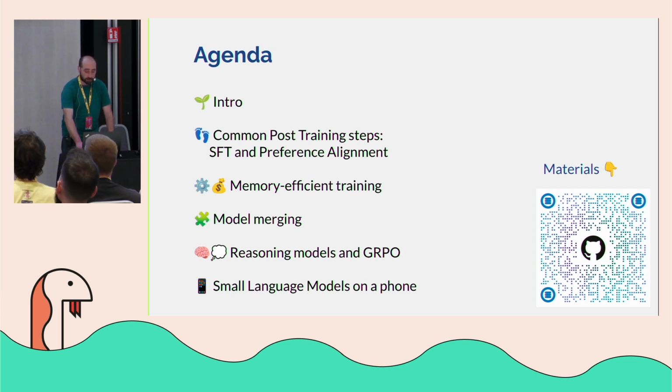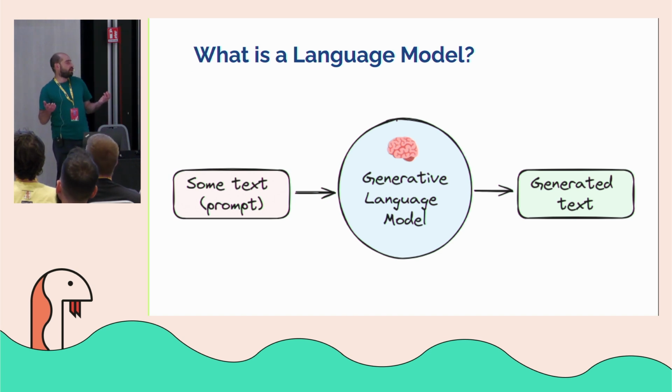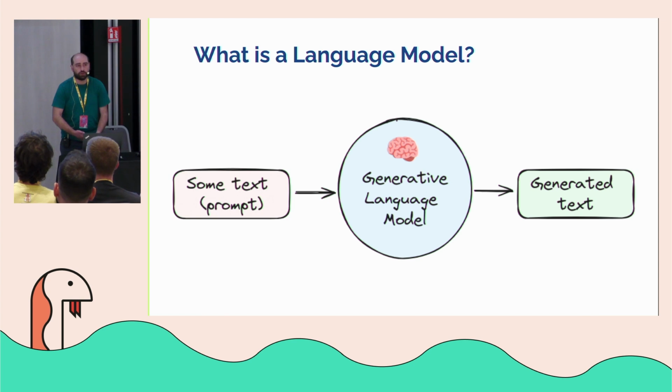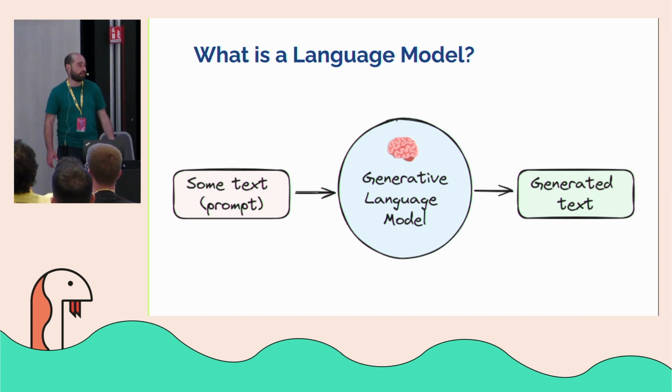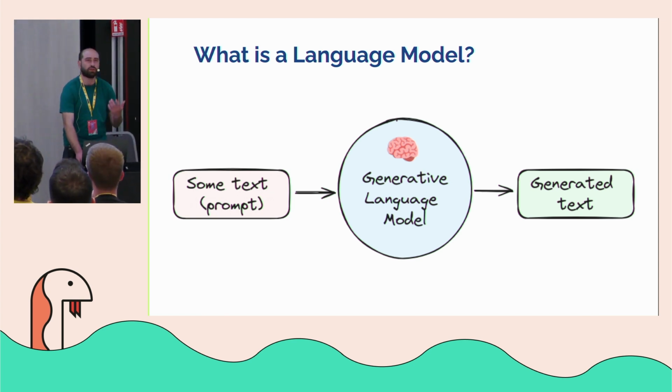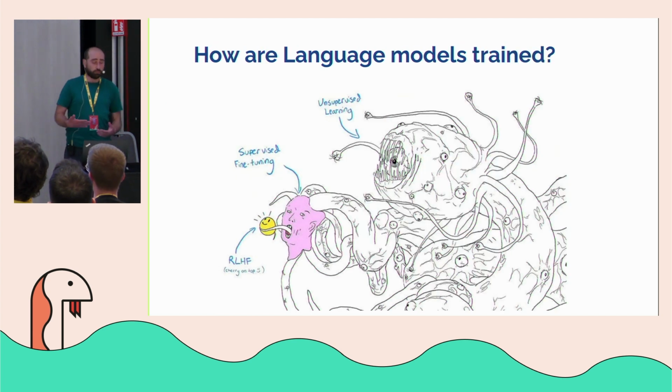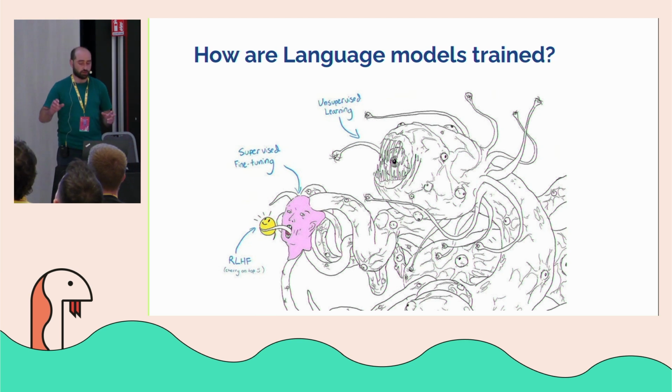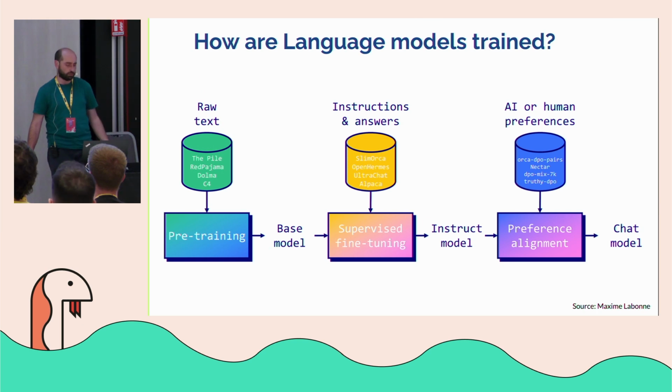So we can start. A generative language model is simply a model that, given some text called prompt, generates other text. And the most common language models nowadays belong to the family of transformers. But how is it trained? This was a popular image on social media that gives some understanding. So there's pre-training, then a part of supervised fine-tuning, and preference alignment. But let's take it a bit more seriously using this image by Maxime Labonne.